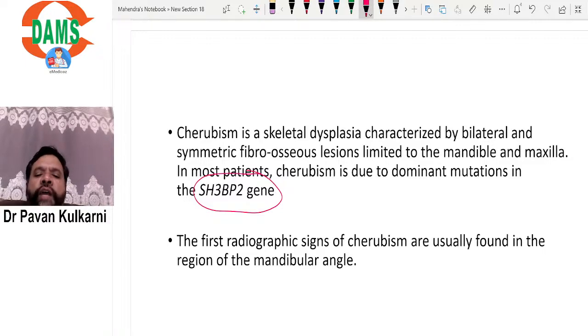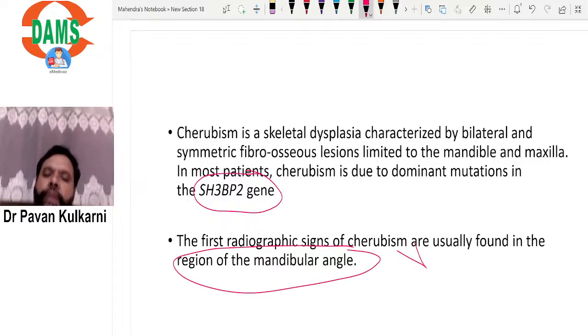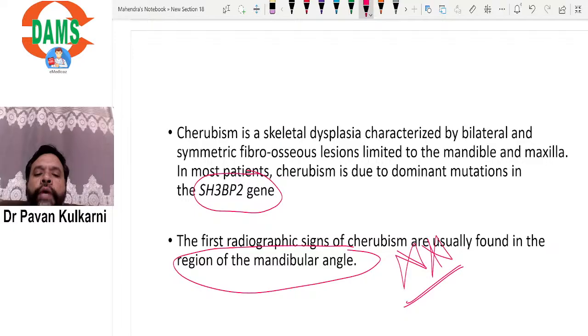The first radiographic sign of cherubism is seen in the mandibular angle. Remember, the earliest a radiologist can diagnose cherubism is by looking at the radiolucency at the angle of the mandible. So that is a clue that this is a case of cherubism. Cherubism is characteristically caused by the SH3BP2 gene.